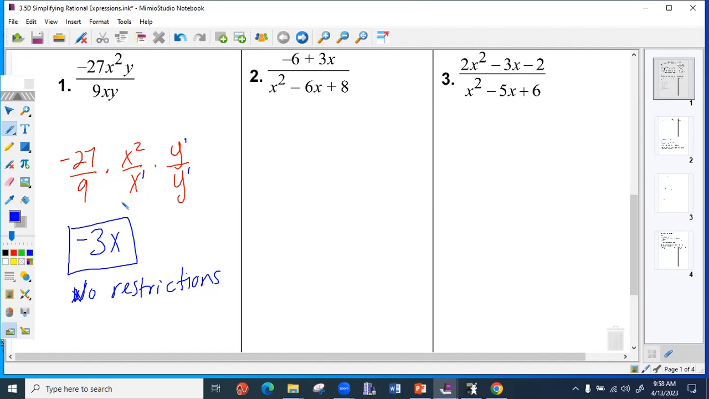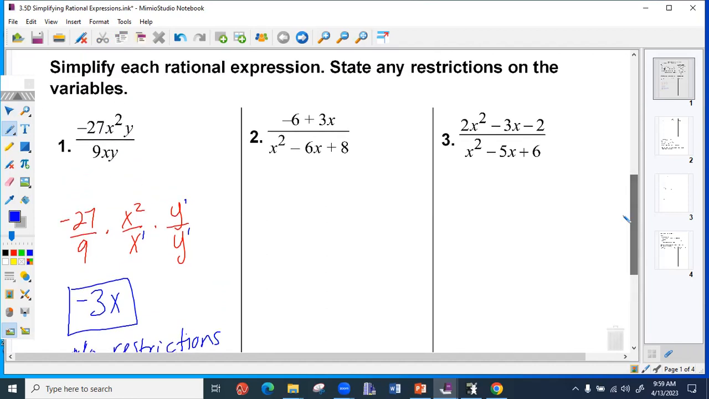So what do you mean all factors? Like stuff that can divide? No, factors meaning that there's no addition or subtraction happening. It's just multiplication. Yes. So example 2 is where we kind of we're a little weird.